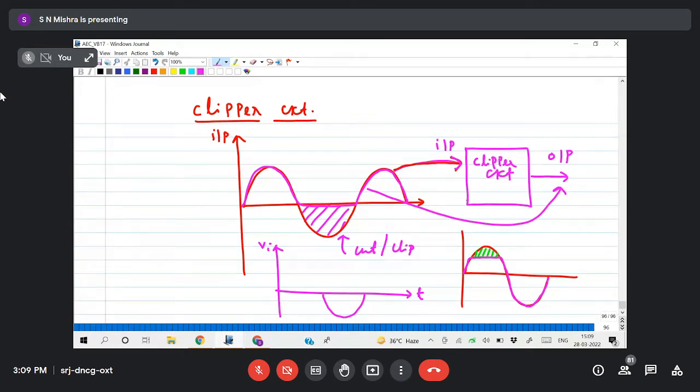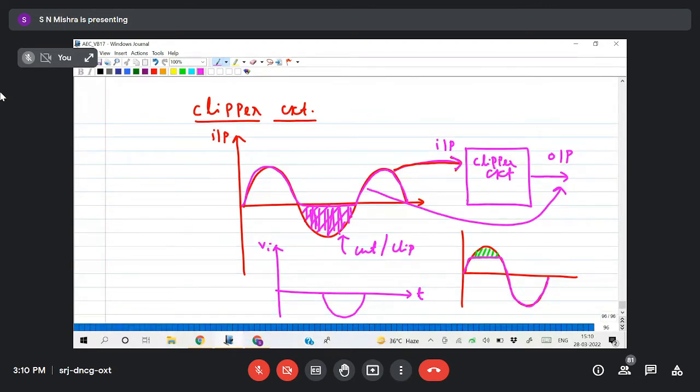Even the half wave rectifier is one best example, because half of the input we are cutting for our requirement. That means AC is converted to DC. So you can say this is also one application or type of clipper.